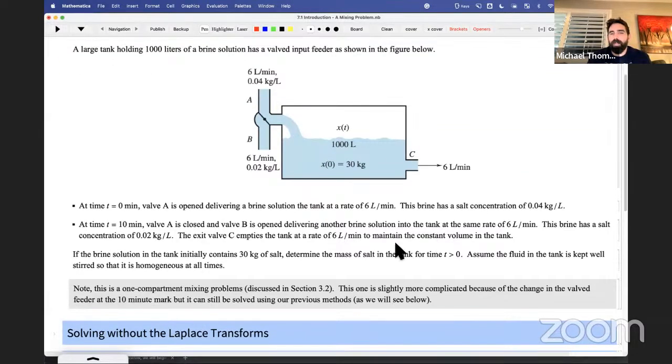So yeah, we're gonna find the amount, we're gonna solve for this function, right? That's the whole point of a differential equation, to solve for the dependent variable. All right, so this is a one compartment mixing problem, but it's definitely more complicated because we've got this input that's changing. So what we're going to do next is solve this the old way. And I'm not going to show you every step. We're just going to set it up.